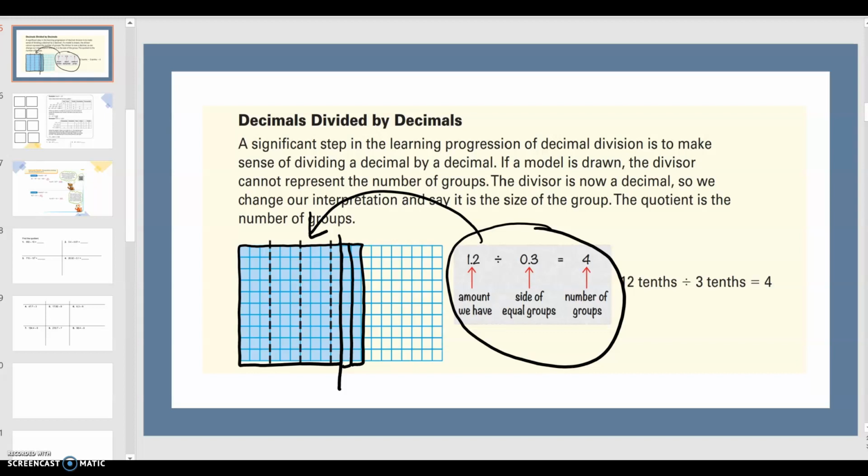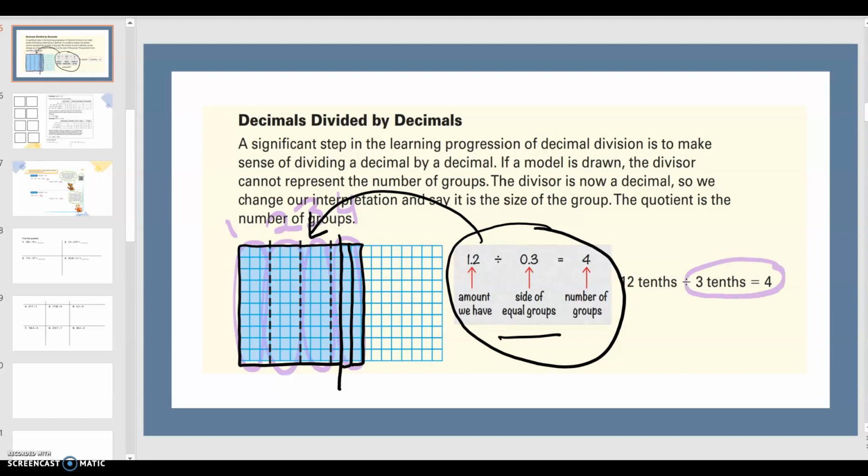They said, hey, each group is going to have 3/10 inside of it, right? And you can see that they've done that here. Here's one group of 3/10. Here are 2 groups of 3/10, 3 groups of 3/10, and 4 groups of 3/10, right? And so you end up with 4 groups. So that is your quotient. And when you're dividing by decimals, you need to keep that in mind, right? And you can prove that this works, right?